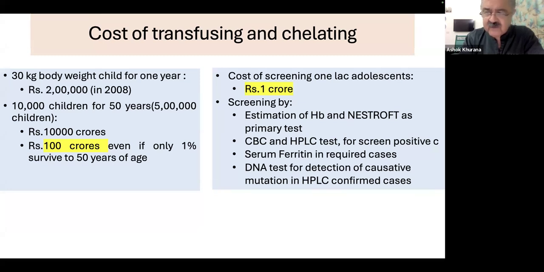Now let's compare that with trying to institute a program where we identify these people, where we give the parents the choice on whether they'd like to have a baby with all of this and with the possibility of a bone marrow transplant, or would they like to have information and make appropriate reproductive choices.